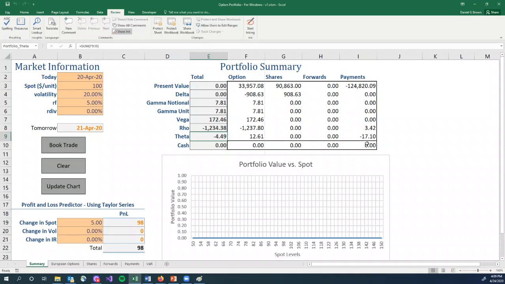Again, for this option portfolio, we're long some options, we would expect to make, from delta hedging, about $4.49 over the next 24 hours. And we would expect to lose, through the passage of time, that same $4.49 over the next 24 hours. Net, our present value currently is 0, and tomorrow our present value should also be 0 because we're delta hedging and because our theta is negative.